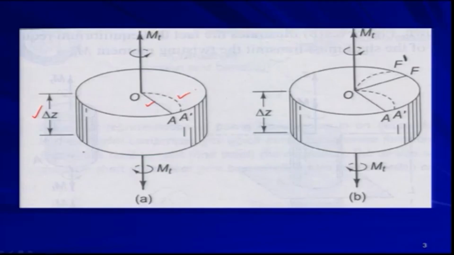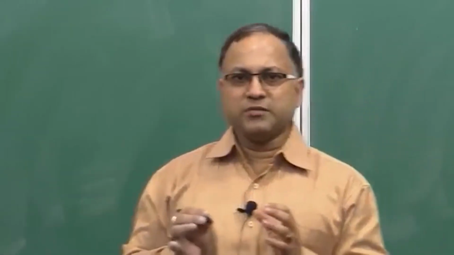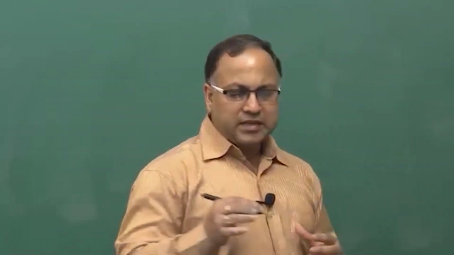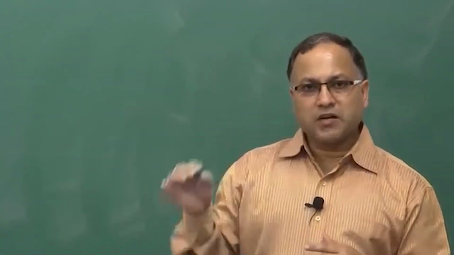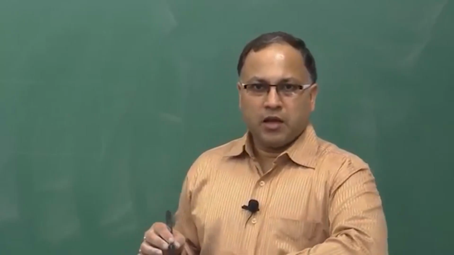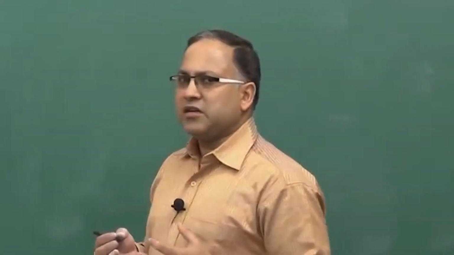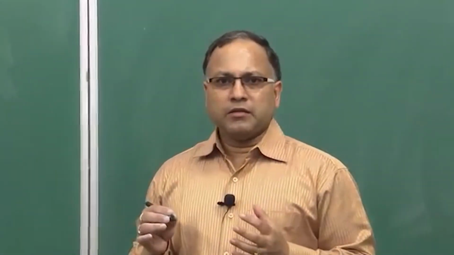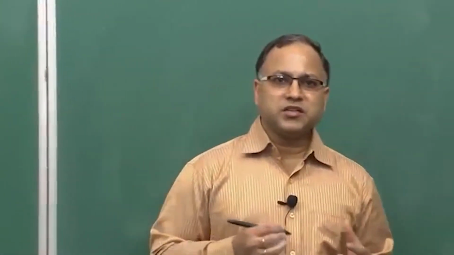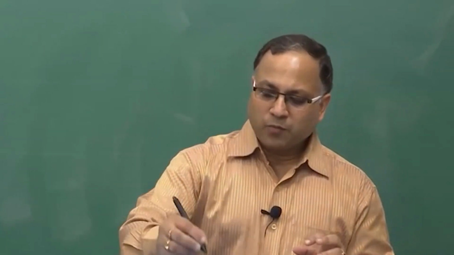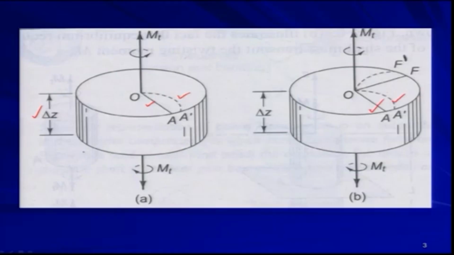What did I say? OA was the original radius before application of the twisting moment. Now, after the application of the twisting moment, that OA takes the shape of some curved surface or curved line, that is OA prime. And because this is an isotropic material, there is no reason that you will be getting a different configuration for different radius. So, if OA is experiencing the twisting moment and getting the shape of OA prime, right.